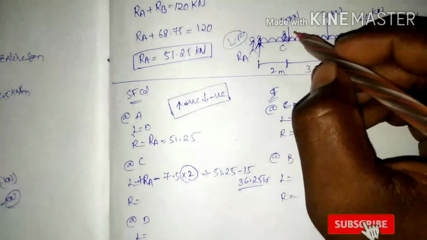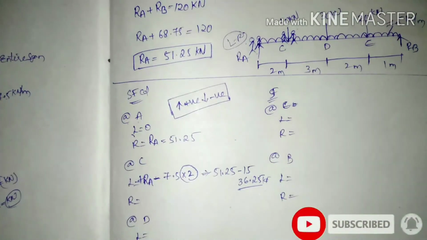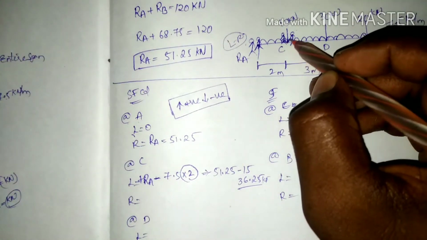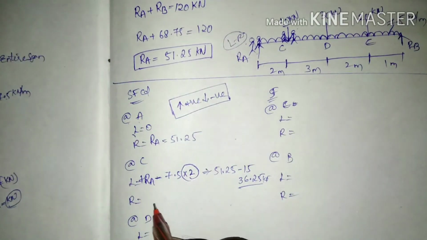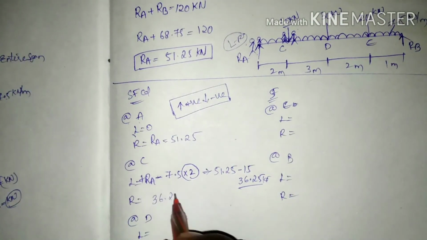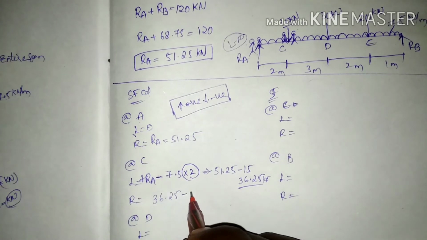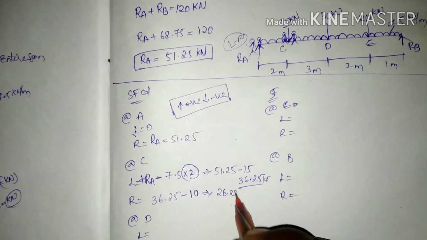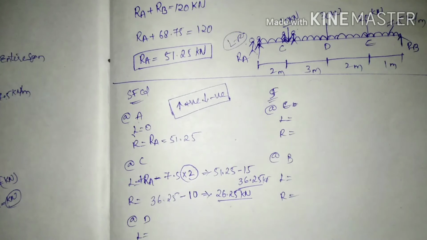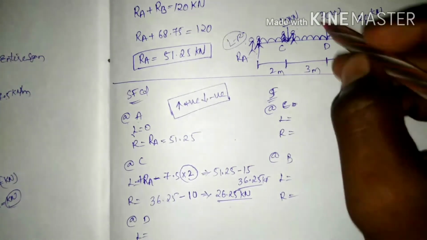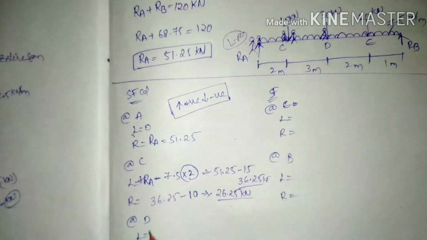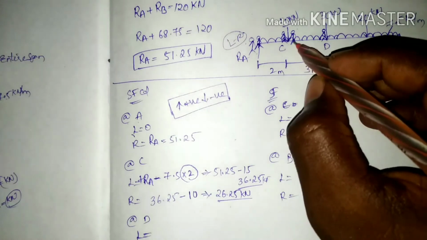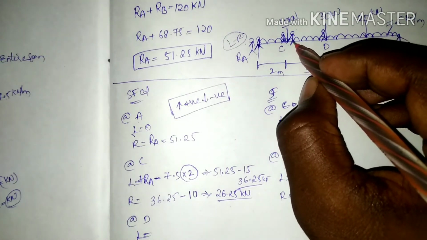After the right of the C, just right of the C, we are having a point load which is going to act on this beam with a magnitude of 10 kilonewton. So up to the left we are continuing with 36.25. For the right we are having a point load that is 10. The value will be 26.25 kilonewtons for the right of the C. Then moving on to the D, up to the right of the C, we are having 26.25.